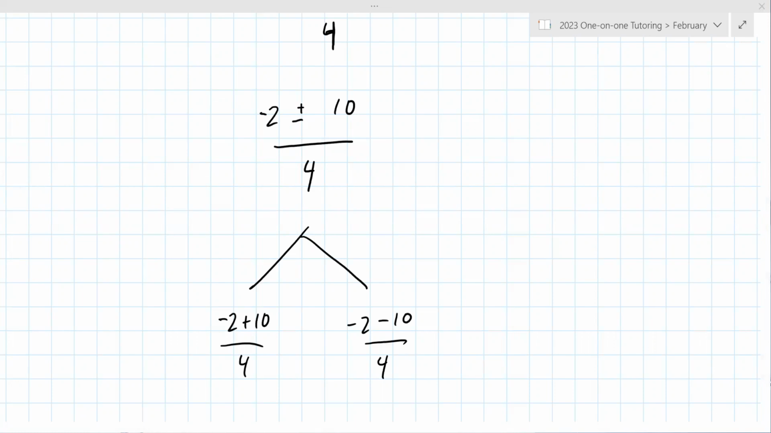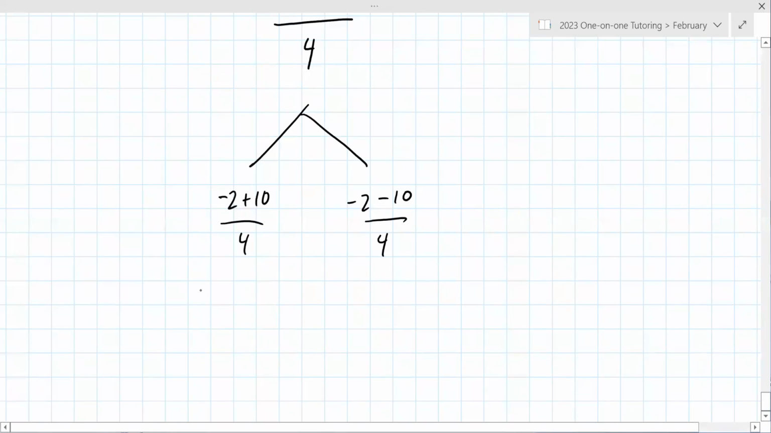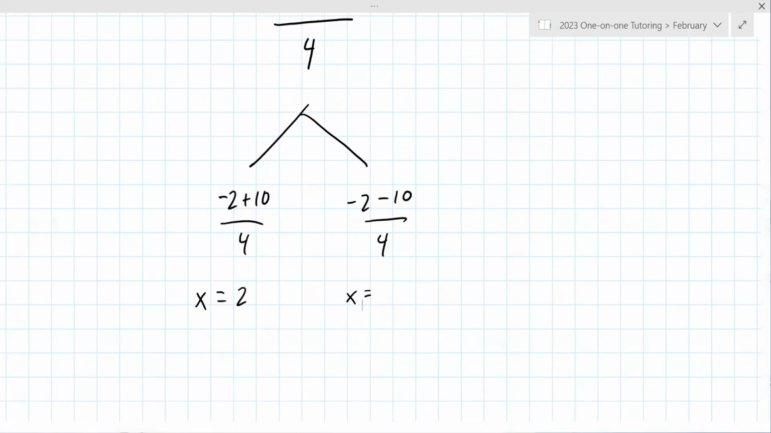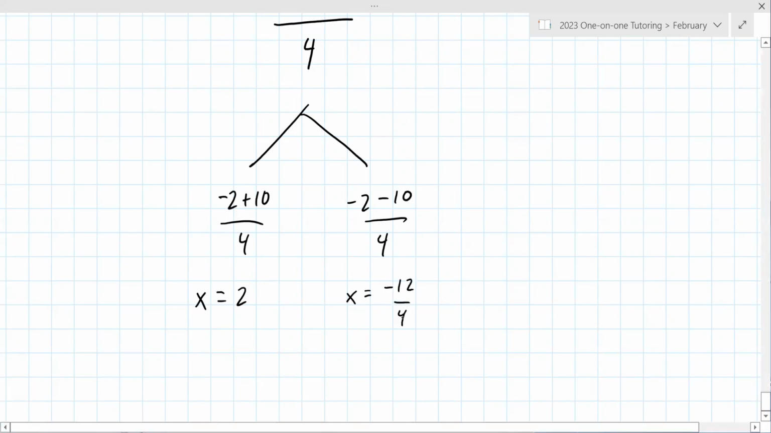First one would be 2. Okay, I agree. And then the next one would be -12 divided by 4. Try again. Oh my gosh, yeah. -3.